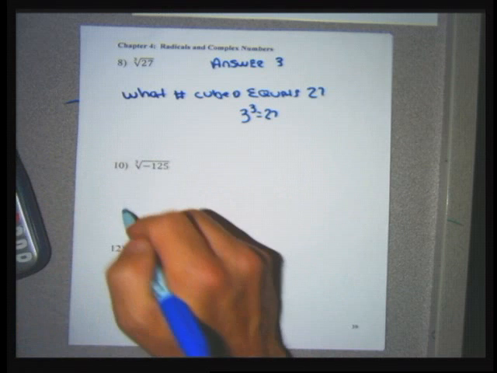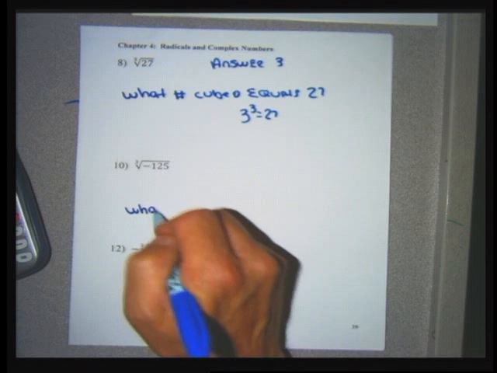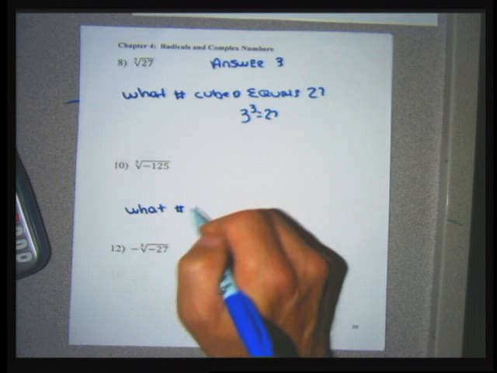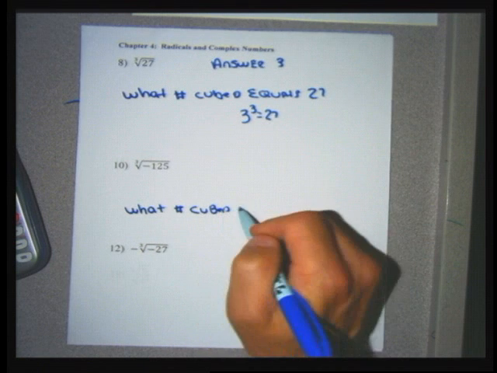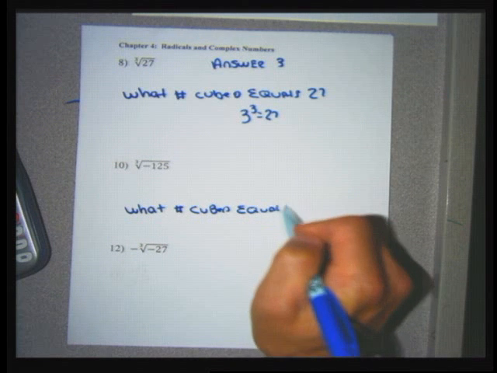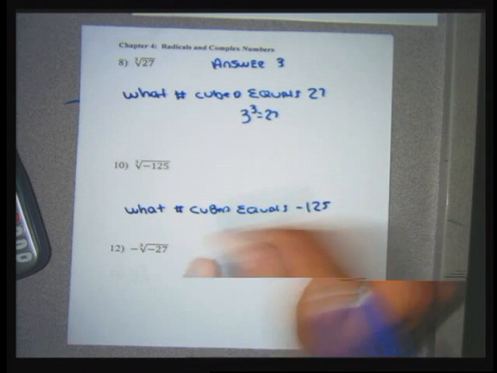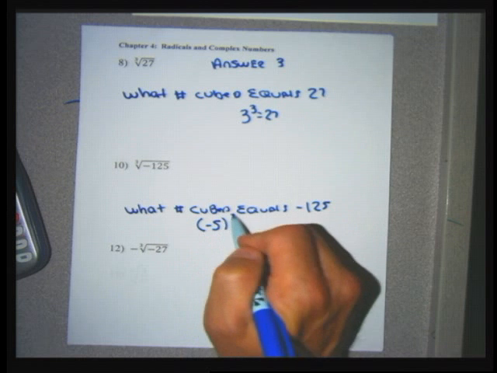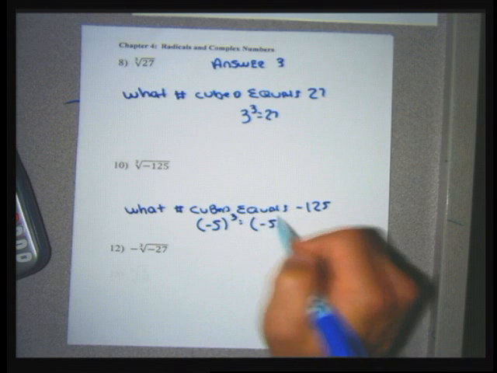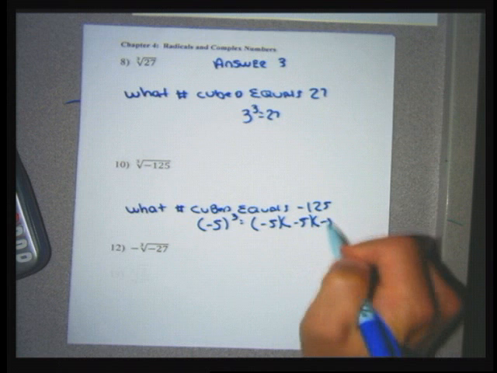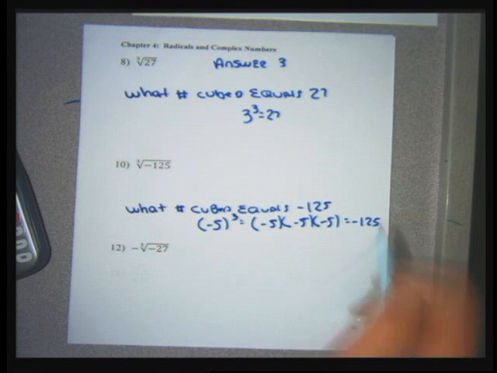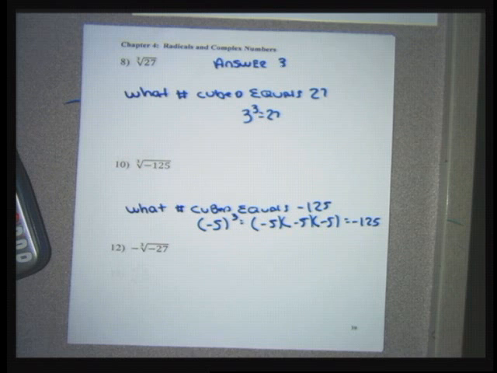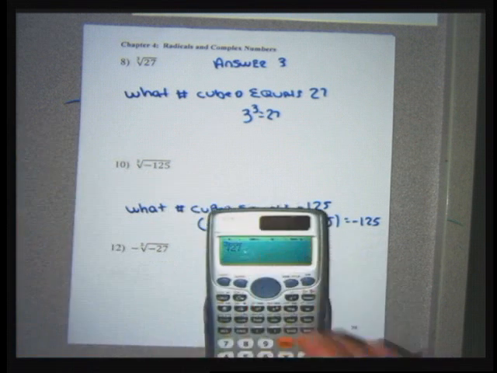10 is asking me what number cubed is -125. And it turns out that -5 cubed, which equals -5 times -5 times -5, is -125. So if you can look at these and know these, then I wouldn't use my calculator. If you can't look at them and know them, then just use your calculator. It's not that important to know a bunch of radical powers when your calculator can do them for you.